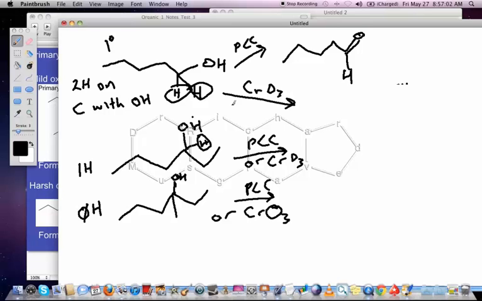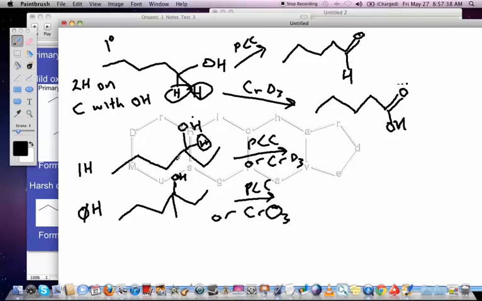If we use CrO3, we're going to end up losing both of these hydrogens, and we're going to turn it into a carboxylic acid. So the OH turns into a C double bond O with an OH on it. Now remember, PCC is mild, so it just gives the aldehyde. CrO3 is harsh, so it will give the aldehyde first, but then oxidize the aldehyde into the carboxylic acid, and we're never going to see the aldehyde.